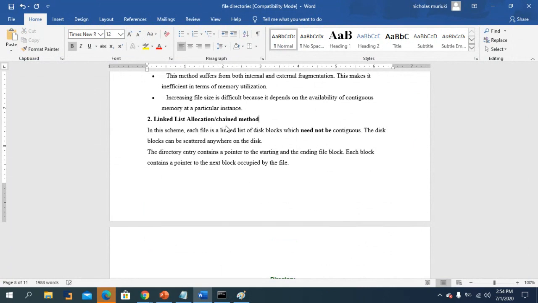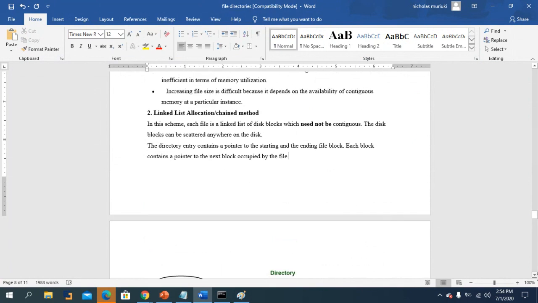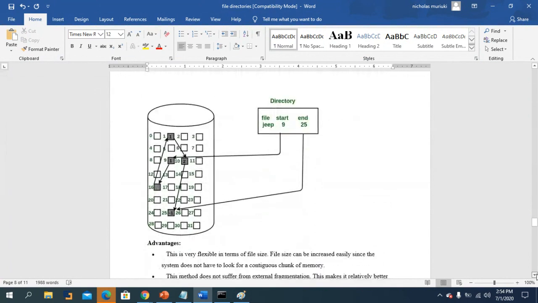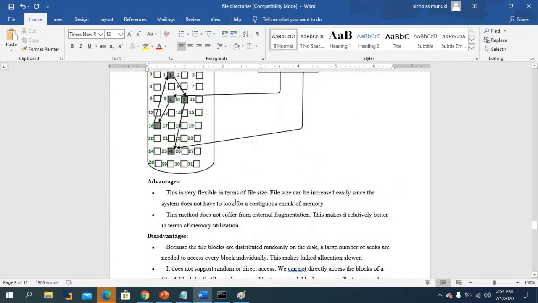It is also called chained method, meaning we are forming some chain of communication in that aspect. So in this case, this is somehow flexible. We are saying this is very flexible in terms of file size. The method does not suffer from external fragmentation. So at least we have reduced the external fragmentation.